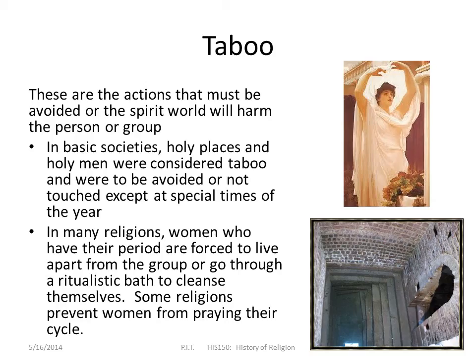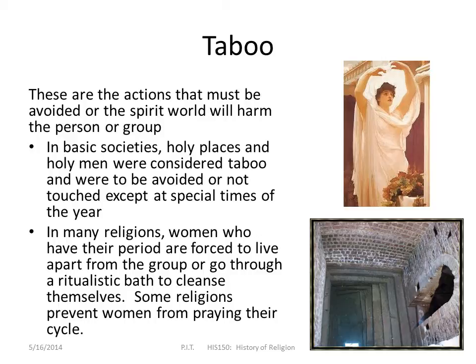Another element of basic religion is taboo. These are the actions that must be avoided, or the spirit world will harm the person or the group. In basic societies, holy places and holy men were considered taboo and were to be avoided or not touched except at special times of the year. In ancient Greece, Athena, who is the goddess of wisdom and war, had Vestal virgins monitoring her temples, and they were not to be touched. That's why they were called virgins. They were not to be touched by any man, and so consequently they had that special status in society.